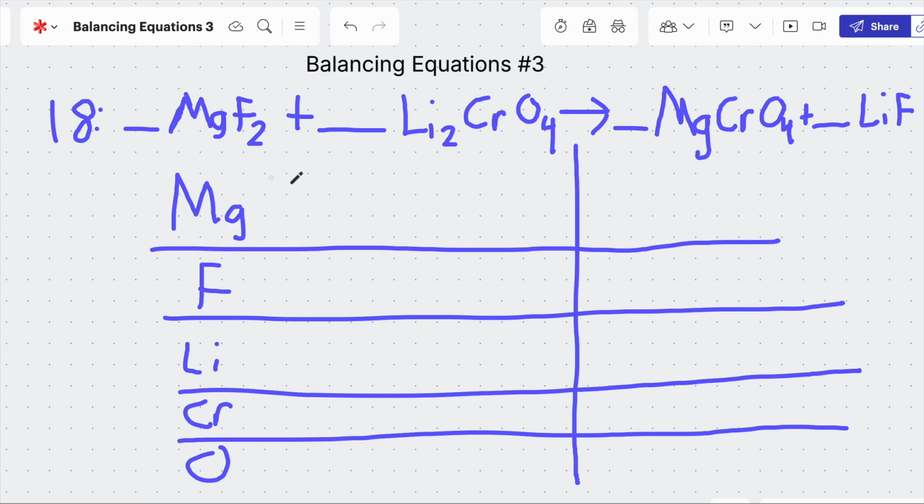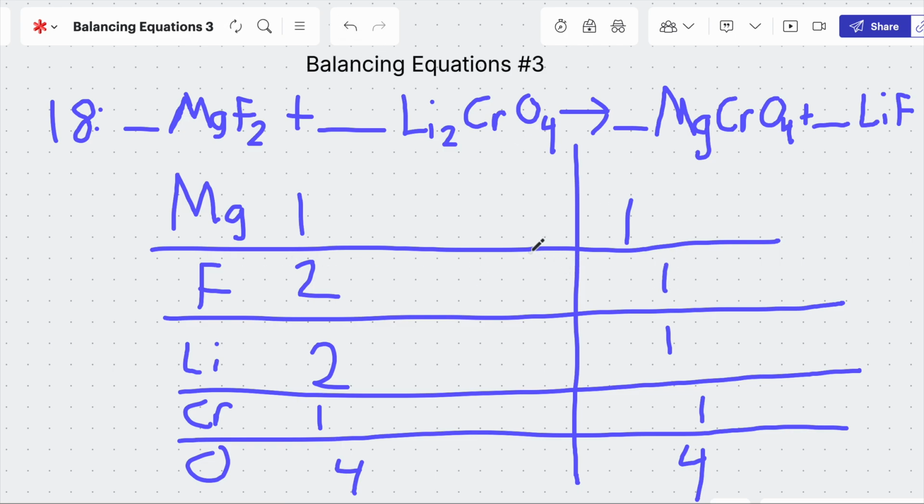So over here, no number in front of there, that's 1. Get that 2, so 2 Fs. Li, got 2 of those. Cr, no number in front, that's a 1. And O, that little 4, that's a 4. All right, that is an M, I promise. But again, no number in front, so that's a 1. Cr, no number in front, that's a 1. O, 4. Li, no number in front, that's a 1. And same with F.